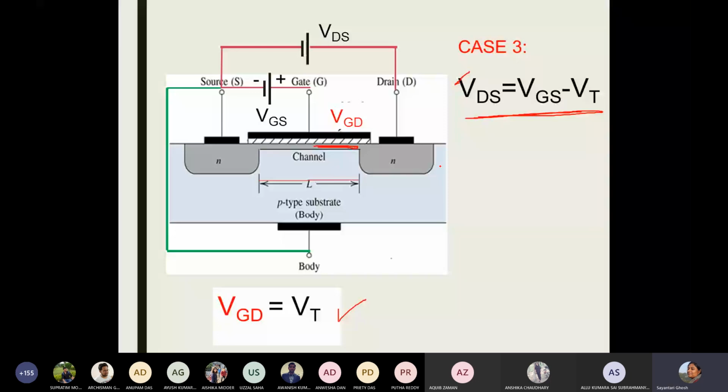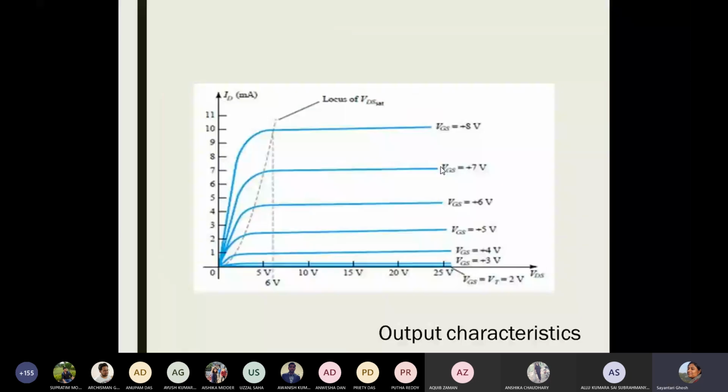So see, I have a particular value of VGS. Let us consider that I have applied VGS equal to plus 8 volt. Then the output characteristics is again a similar graph where you have VDS on the x-axis and ID on the y-axis. ID is the output current flowing in the circuit, and VDS, the drain to source voltage, is the output voltage. This is the output characteristics. And say I have fixed my VGS at 8 volt. So for VDS equal to 0, we had no current.